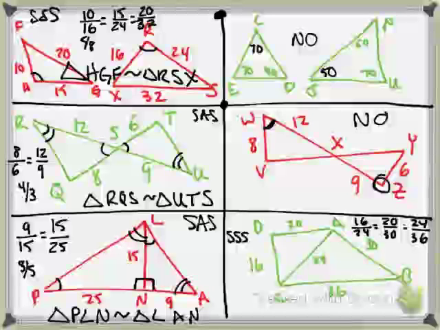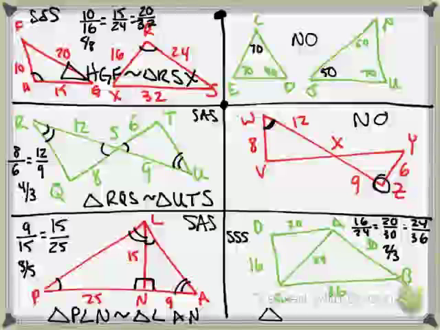16 over 24, what does that reduce to? No. What do they reduce by? What goes into 16 and 24? 6. 4. 4 does, but there's something bigger. 8 goes in there to make 2 over 3. What about 20 and 30? 2 over 3 when we divide by 10. What about 24 and 36? 2 over 3 when we divide by 12. So they are all the same. So these are similar. Now we need to name them.